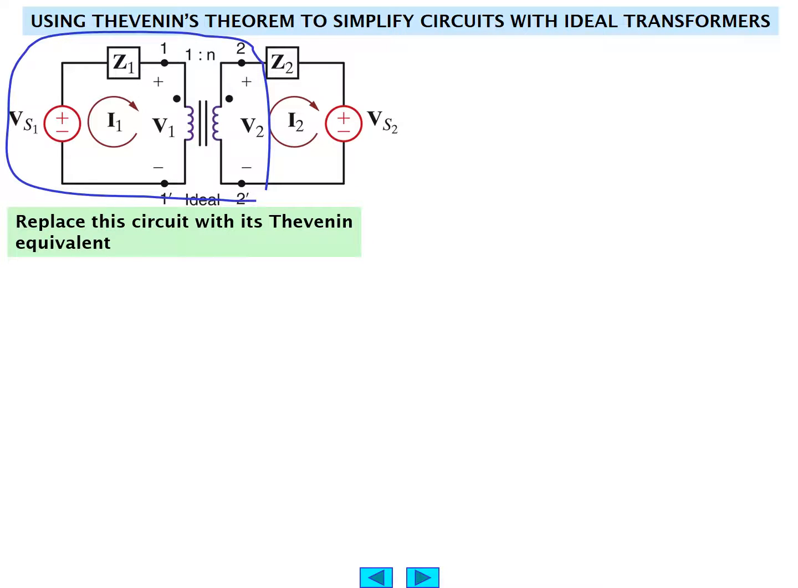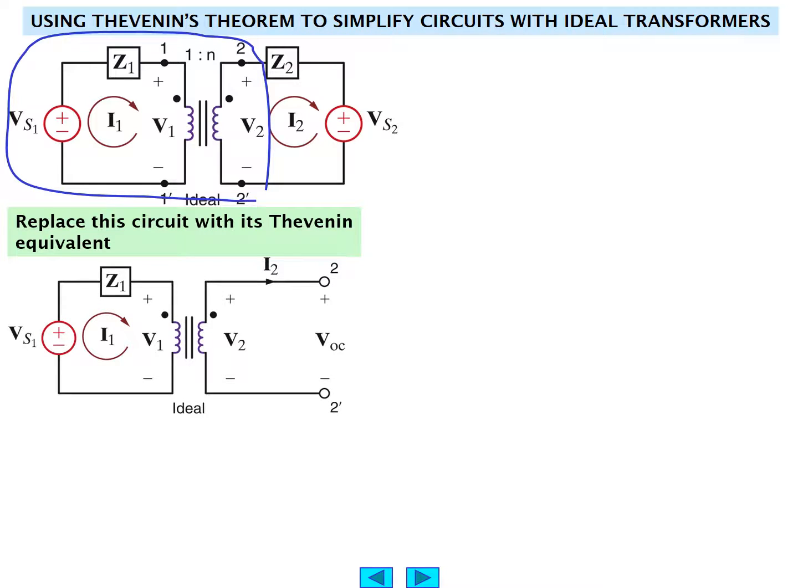We're going to replace this entire circuit drawn here in blue with its Thevenin equivalent. In other words, all the way up to the transformer terminals, ignoring Z2 and the secondary voltage source VS2. And if we're doing a Thevenin equivalent circuit, as you know, we need to find the open circuit voltage. I2 in this case is equal to 0, and I1 is equal to N times I2. So therefore, in the open circuit voltage case, I1 is equal to 0.